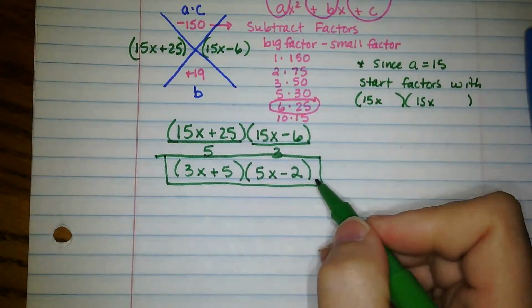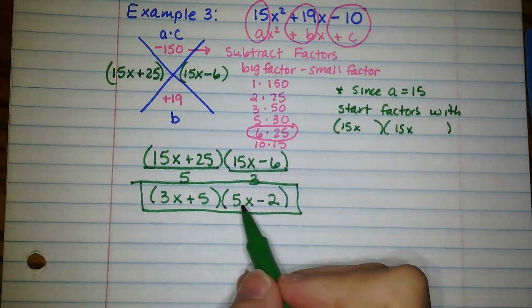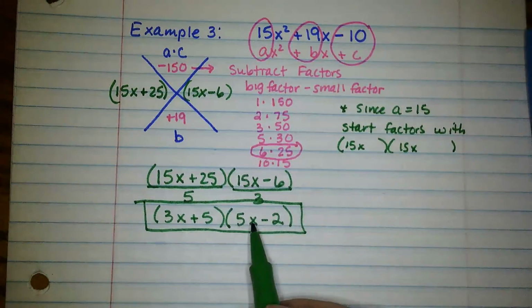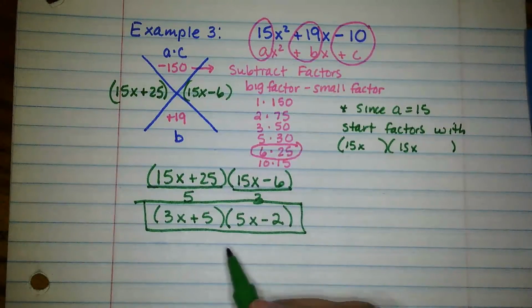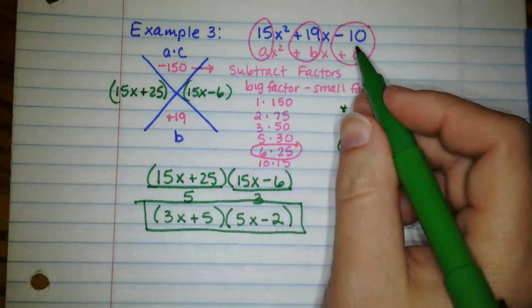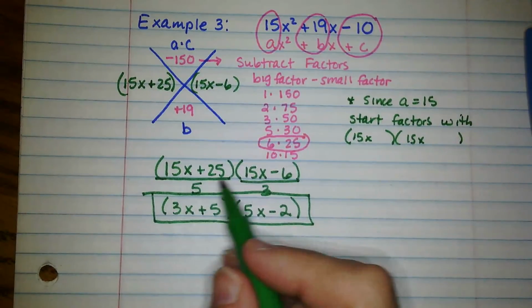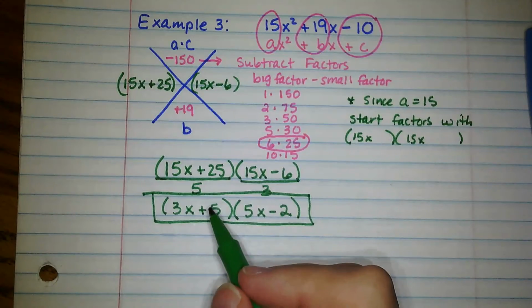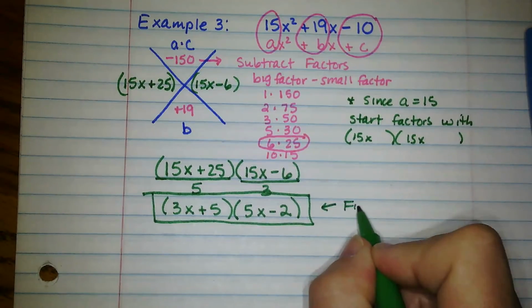A good check to make sure that you're doing it right after you're all done is to make sure that the 3 and the 5 in the beginning multiply up to the 15x squared, and they do. 3x times 5x gives us 15x squared. And that the 5 times the negative 2 gives you negative 10. So that'll give you the C value. The B value comes from your outsides and your insides. That's where your 25 and your negative 6 come from, and that works as well. So here's our final answer for this one.